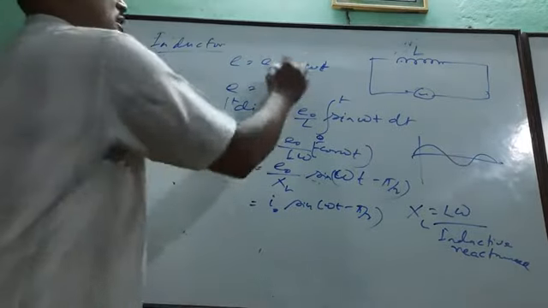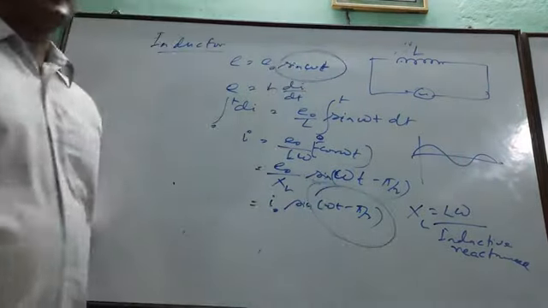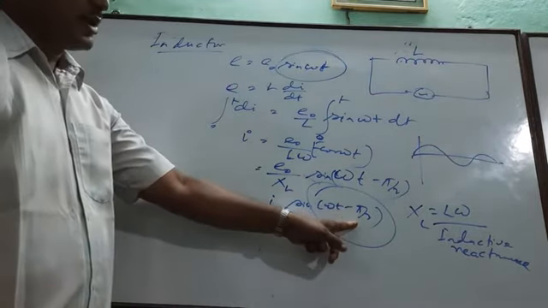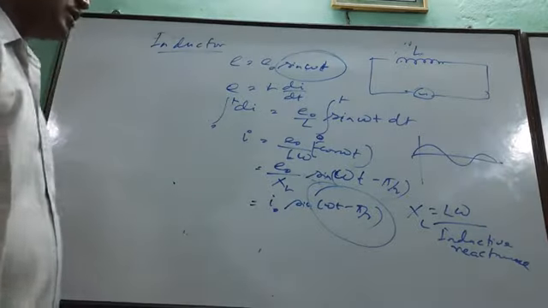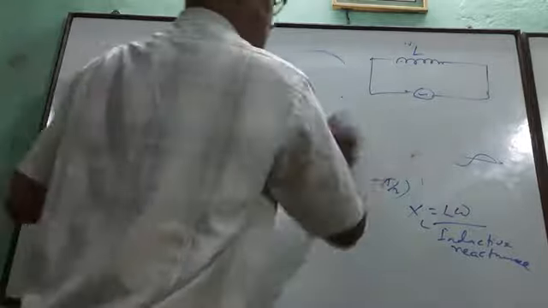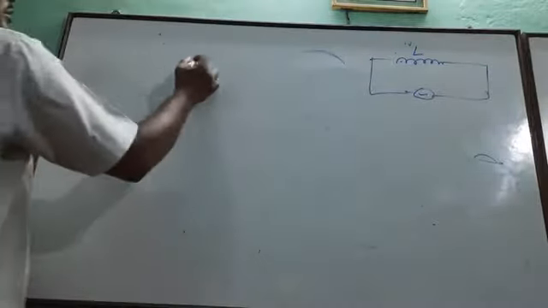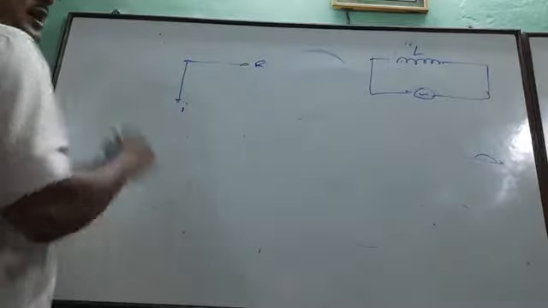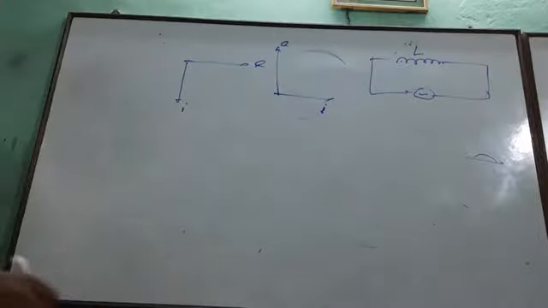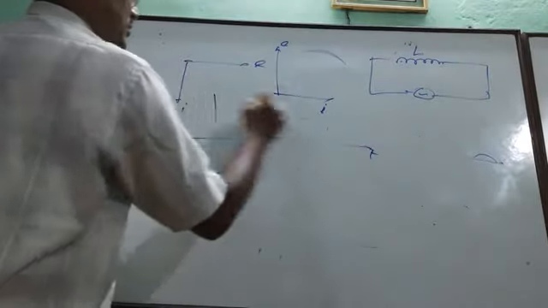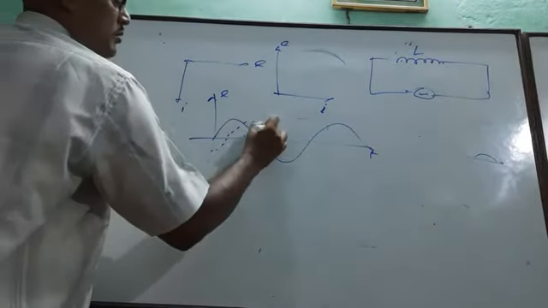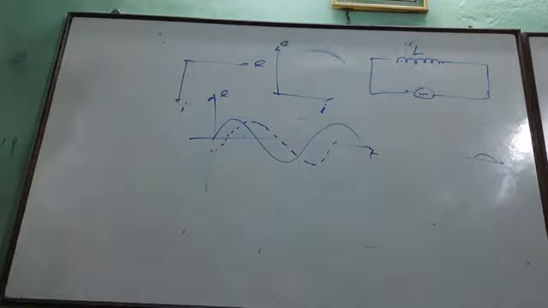So you see the supplied EMF is sin omega t, and here it is sin of omega t minus pi by 2. There is a difference of phase, and what is the phase difference? Pi by 2, and minus means lag behind. So we can draw the phasor diagram also here. If E is here, I lags behind. Or if you consider I here, then E will be like this. So the current lags behind by 90 degrees.